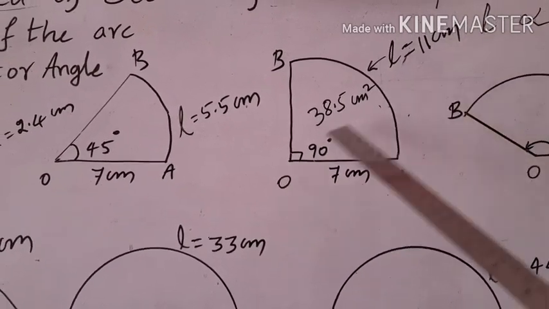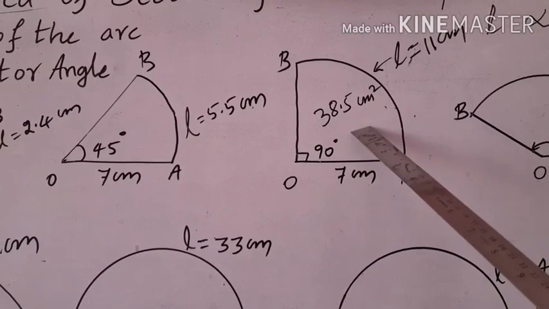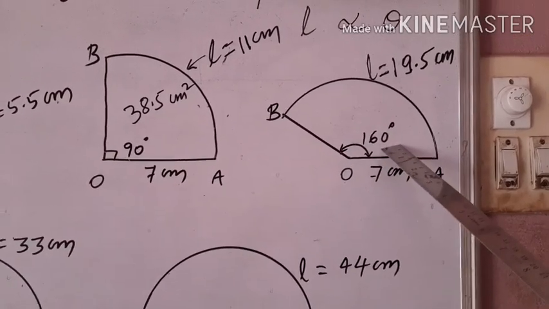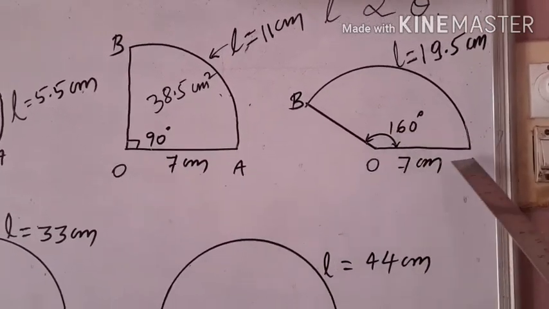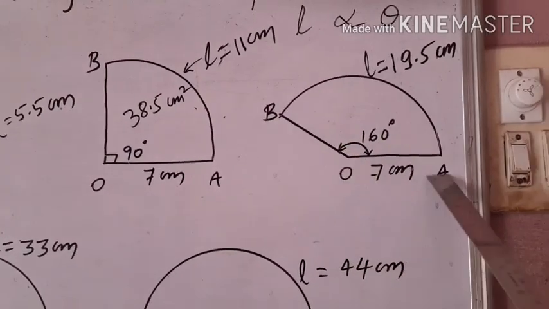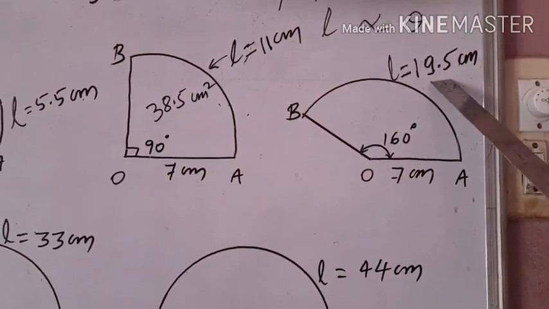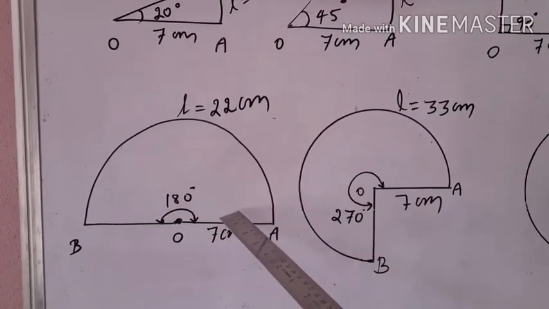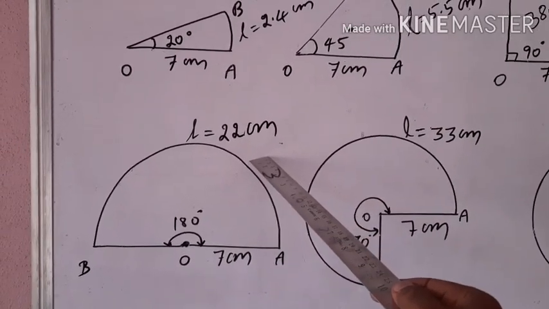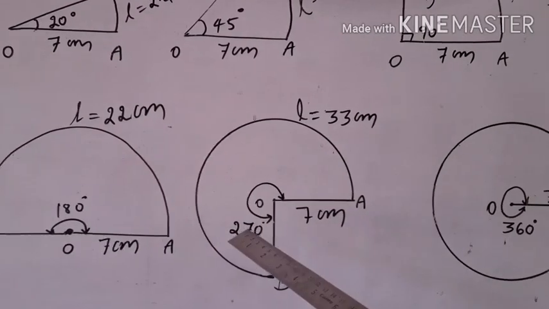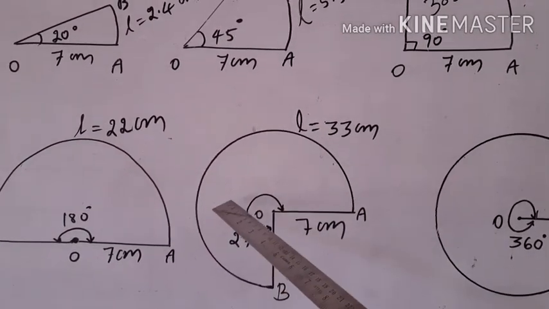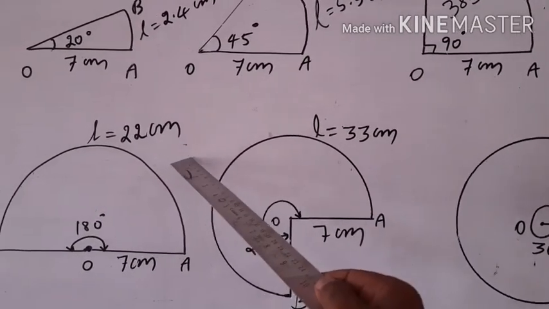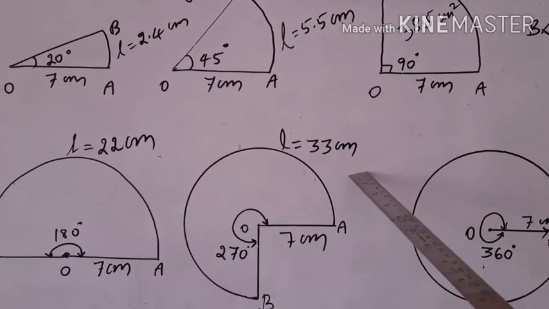So when the length increases, central angle increases and area increases. Okay. Look at this. Here again I have increased the central angle to 160 degree from 90 degree. So the length has increased from 11 centimeter to 19.5 centimeter. So if I go on taking the examples of different sectors, see here, central angle is 180 degree and length of the arc is 22 centimeter. Central angle is 270 degree, length of the arc is 33 centimeter. Okay. When the central angle changes from 180 to 270, the length increases from 20 to 33 centimeter.